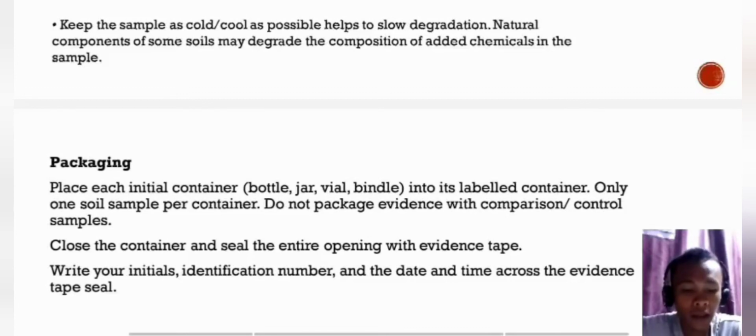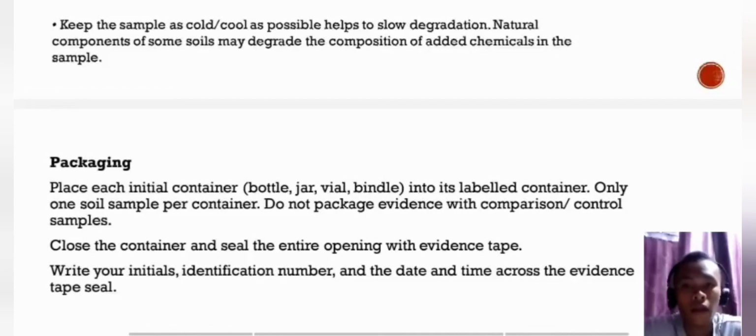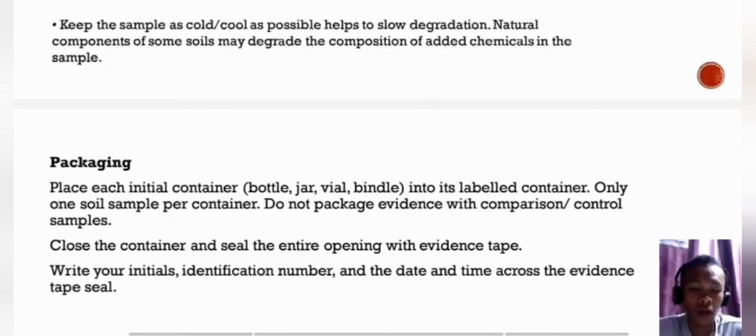Close the container and seal the entire opening with tape. So in order to protect and secure the evidence collected at the crime scene, we need to seal or close the container with the use of tape for the purpose of avoiding contamination. Write your initials, identification number, and the date and time across the evidence tape seal, so that we have an overview of where the evidence was found.